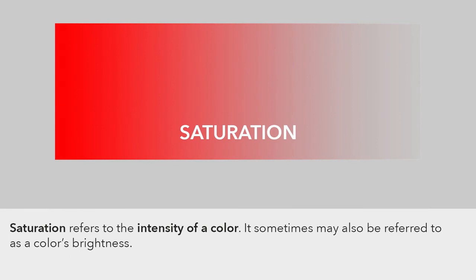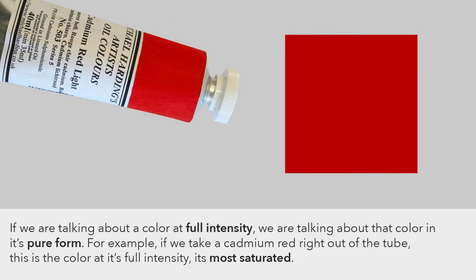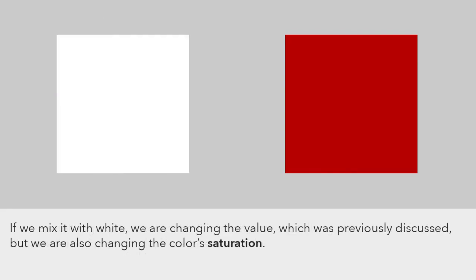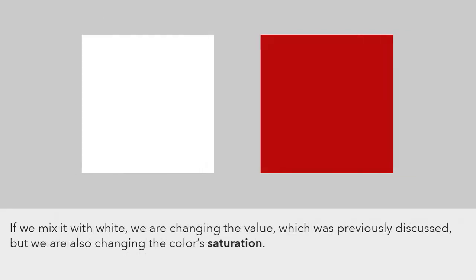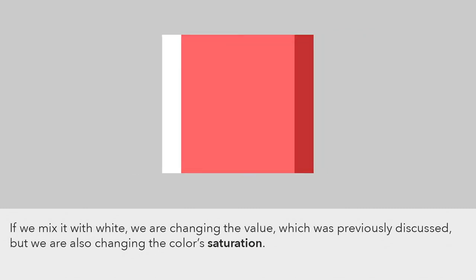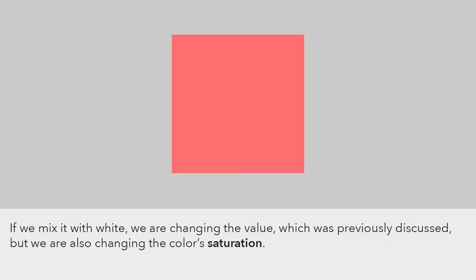Saturation refers to the intensity of a color. It sometimes may also be referred to as a color's brightness. If we are talking about a color at full intensity, we are talking about that color in its pure form. For example, if we take a cadmium red right out of the tube, this is the color at its full intensity. It's most saturated. If we mix it with white, we are changing the value which was previously discussed, but we're also changing the color's saturation.